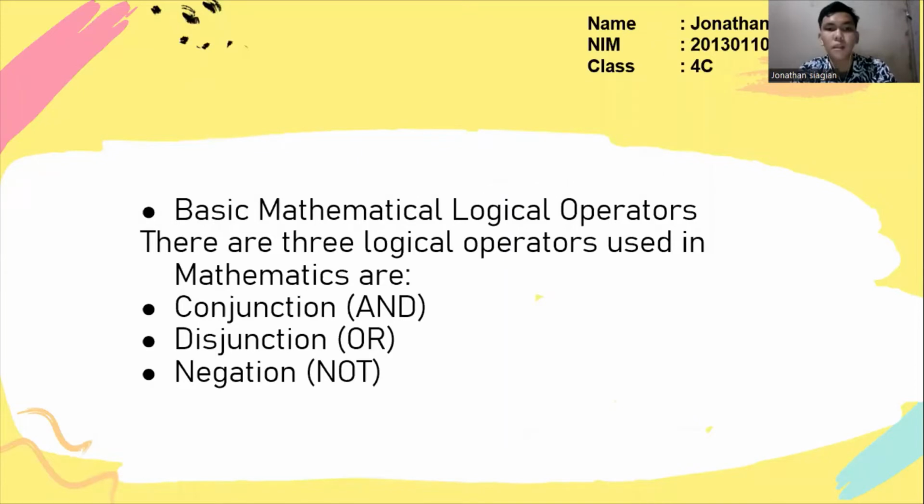Next is basic mathematical logic operators. There are three logical operators used in mathematics. They are conjunction, and the same meaning of conjunction is and. The second is disjunction, or the same meaning of disjunction is or, and the third is negation. We can quote not.